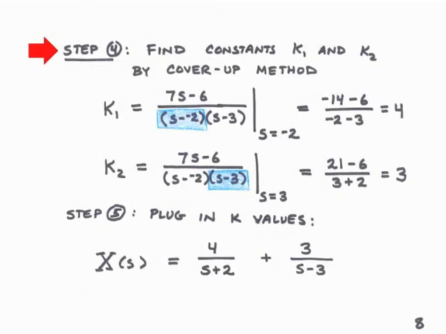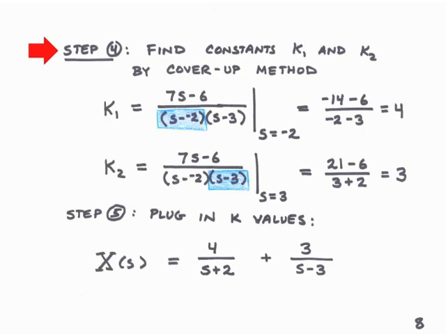Our fourth step in the partial fraction expansion is to find the constants k1 and k2 by the cover-up method. In this, we cover up one of the factors in the denominator and then let the value of s go to the root of that factor. So k1 is 7s minus 6 over s minus 3 when we set s equal to minus 2. The s minus minus 2 term has been covered up. It's not there. And we set s to be the root of that expression. Substituting in s equals minus 2, we find k1 is equal to 4.